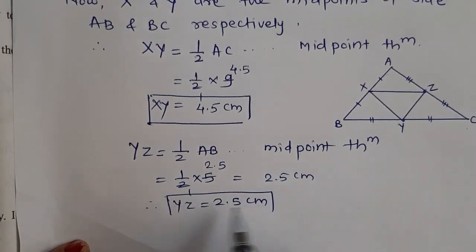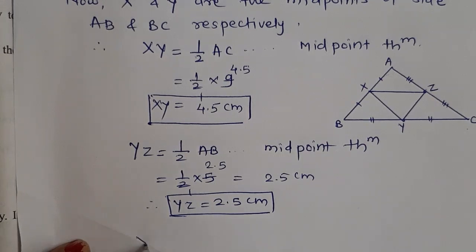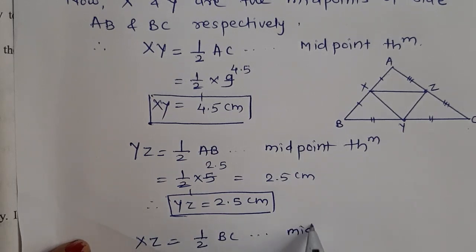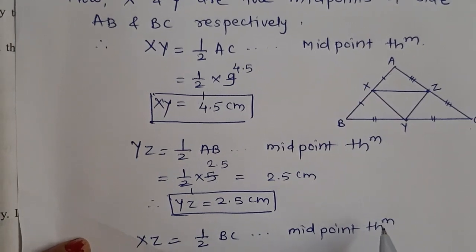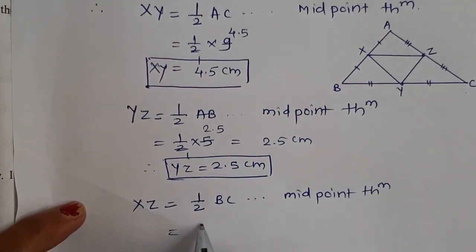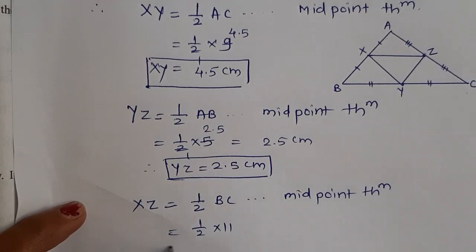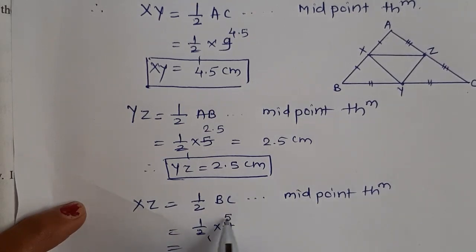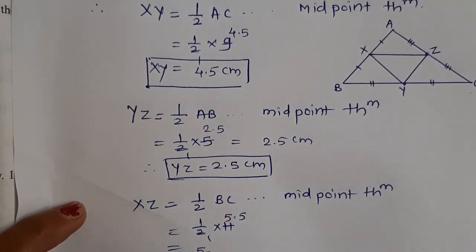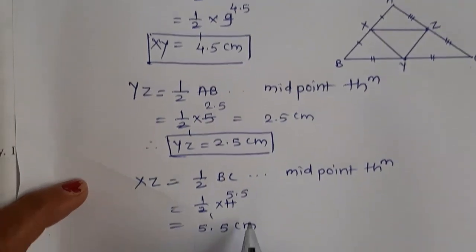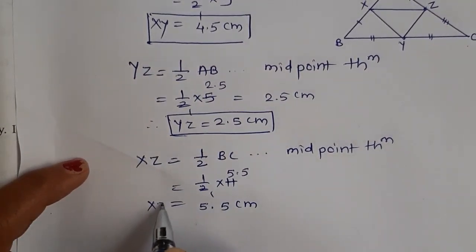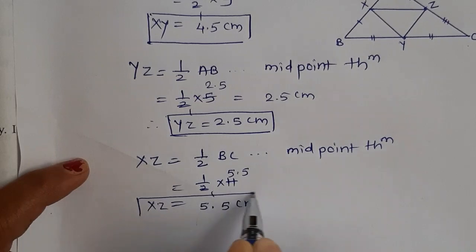Now we'll find the remaining one, that is XZ. Now XZ is nothing but half of BC, again by using the midpoint theorem. The value of BC is given as 11. So here, half into 11: 2 1s are 2, 2 5s are 10. So it is 5.5 centimeters. So XZ equals 5.5 centimeters.